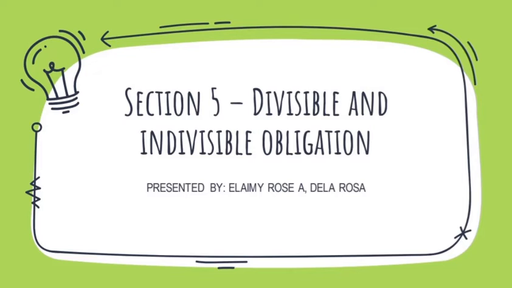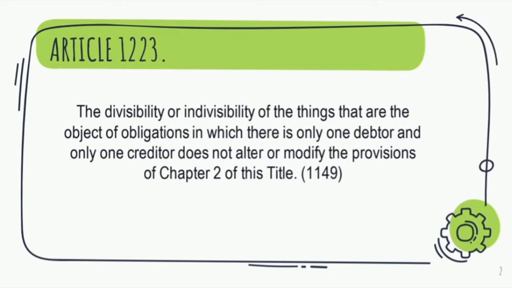These articles, 1223, 1224, and 1225, are under Section 5, which is the divisible and indivisible obligations. So first, let's start with Article 1223. The divisibility or indivisibility of the things that are the object of obligations in which there is only one debtor and only one creditor does not alter or modify the provisions of Chapter 2 of this title.